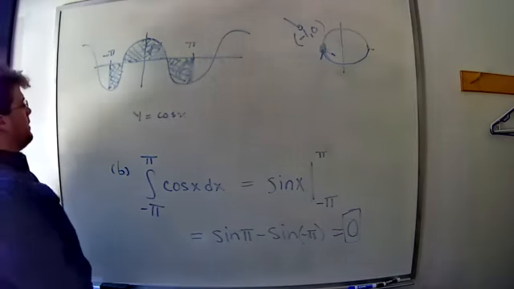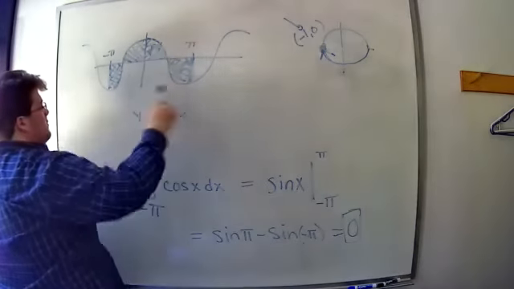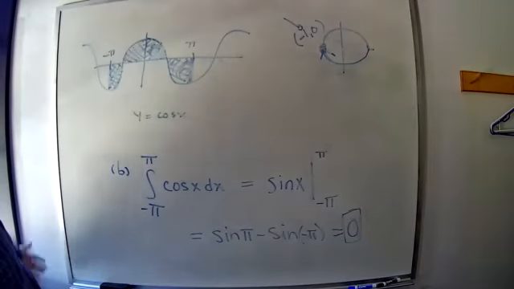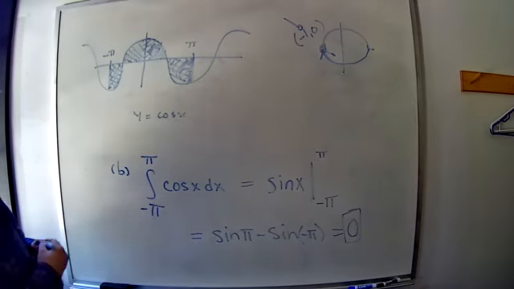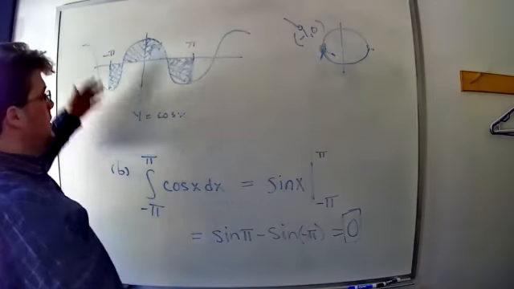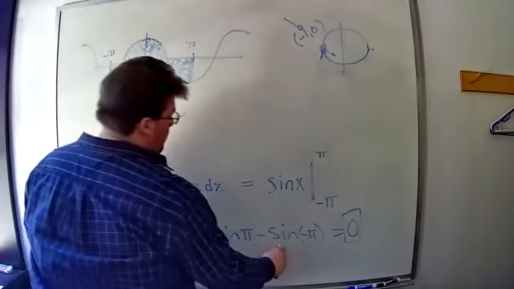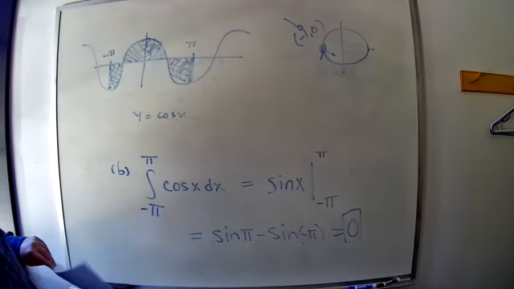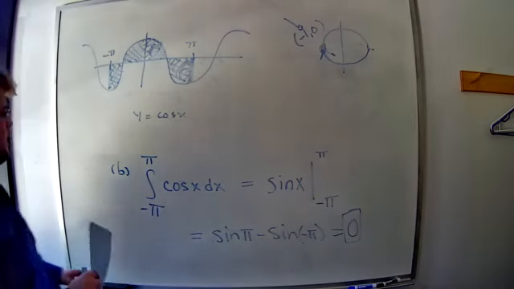So the integral, the area, would be this number minus that. The area above is the same as the area below, which tells you the integral is 0. So there are 2 ways you could have done part B. One with the graph, one with the second part of the fundamental theorem. So any questions about that?